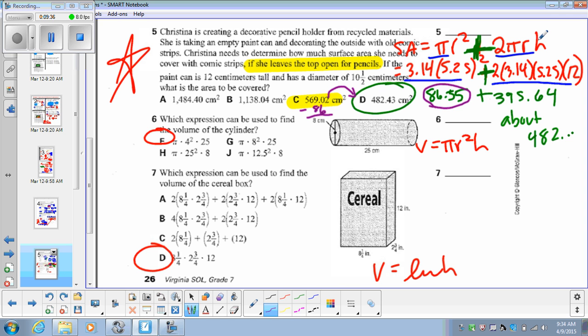All right, now to number 6, you're just plugging in, and same thing for number 7, you're just picking out which numbers would get plugged into the formula.